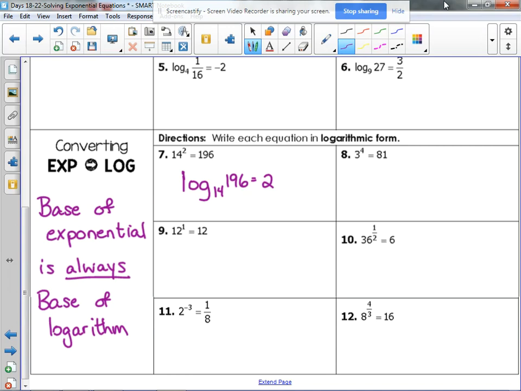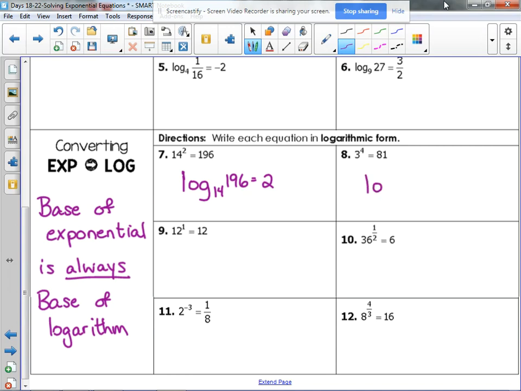And I would check myself real quick. Now that I have it in log form, do the swoop. Base, exponent, what it's equal to. 14 squared is 196. You can check it really quick like that. Kind of like when you check your factoring and you multiply it back out, you can check your logarithmic form.